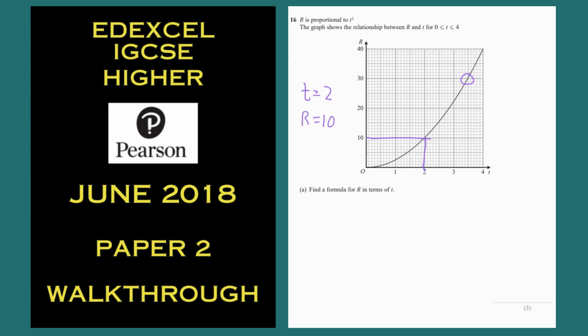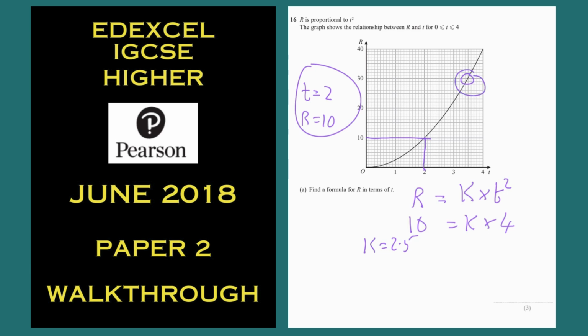So you're told right at the top, R is proportional to T squared. So we stick these in. Replace R with 10. Replace T with 2. And bosh, you've got your K. K is 10 over 4. In other words, K is 2.5. And you'd get that from there anyway. But there you go. We've got the formula. R will equal K, which we now know, multiplied by T squared.